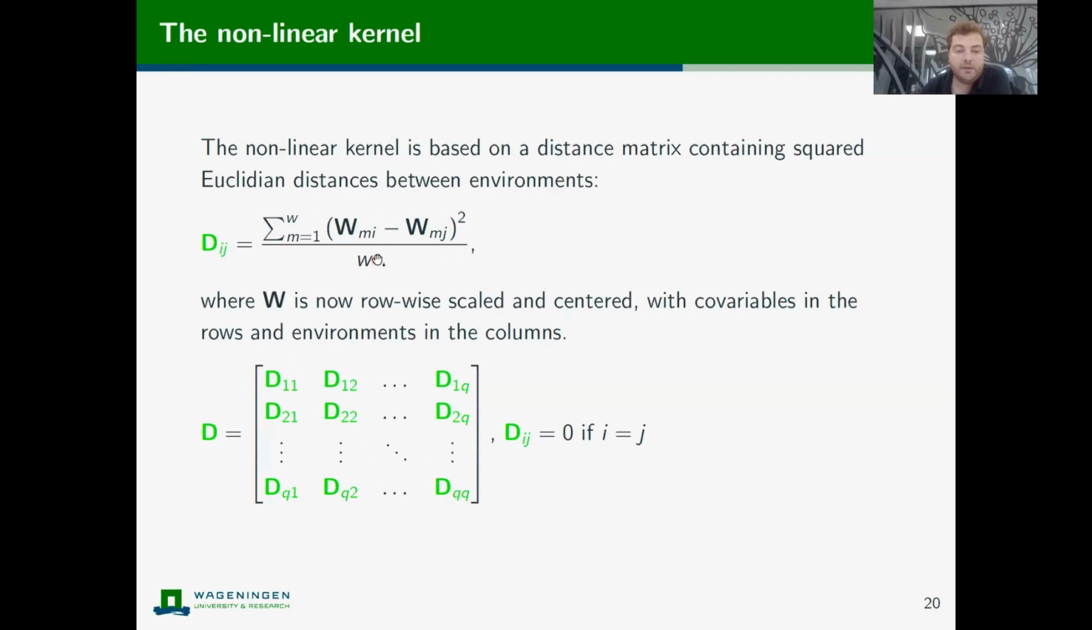If you use this kind of distance matrix, I think it's often referred to as a Gaussian kernel. You can also take normal Euclidean distances, and then you would end up with, I think, what people call an exponential kernel. But for now, we'll focus on the Gaussian nonlinear kernel. This is what the distance matrix would then look like. It's symmetric, of course, and on the diagonal, it's going to have zeros because the distance between an environment and itself is obviously going to be 0.